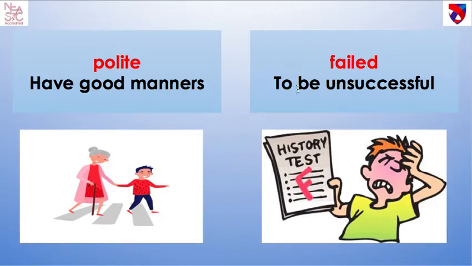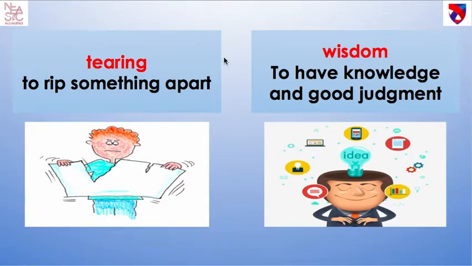Now, failed is to be unsuccessful. So when you're not successful, when you're unsuccessful, it means you have failed. Now, tearing. Tearing is to rip something apart. So she tore the paper. So you're ripping something apart into two pieces.